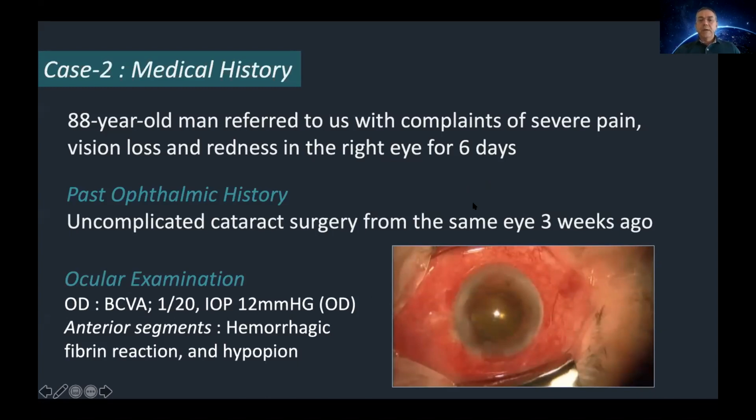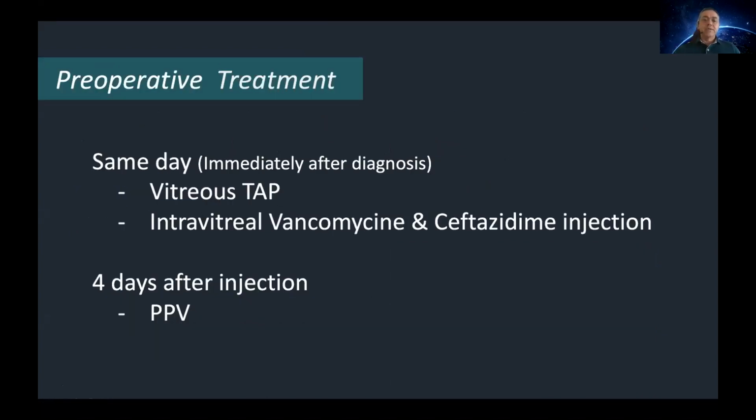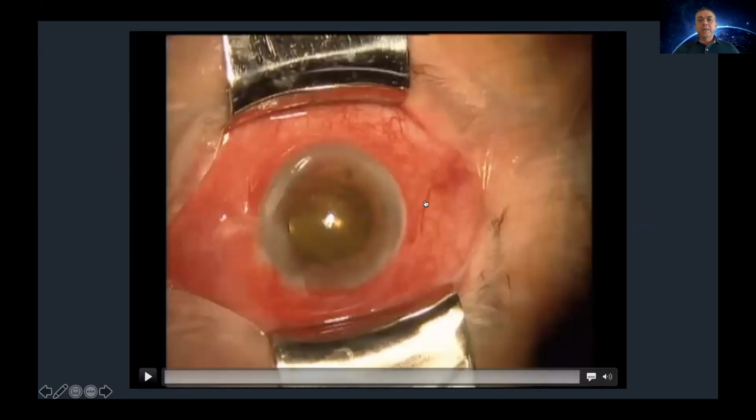We applied a vitreous tap and intravitreal injection the same day, immediately after diagnosis, and followed the patient. During the 4 days, we observed improvement, but not visual improvement. Only the hypopyon and the fibrin reaction regressed, but there was still severe vitreous condensation, and therefore I planned to do vitrectomy for this patient. And this is the surgery.